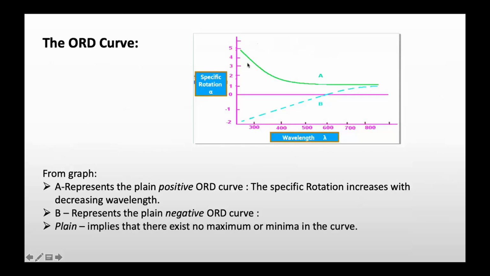So this is the ORD curve, and A represents the plain positive ORD curve. The specific rotation increases with decreasing wavelength. As wavelength is decreasing, the rotation is increasing. B represents the negative ORD curve, and plain implies that there is no maxima or minima in the curve.